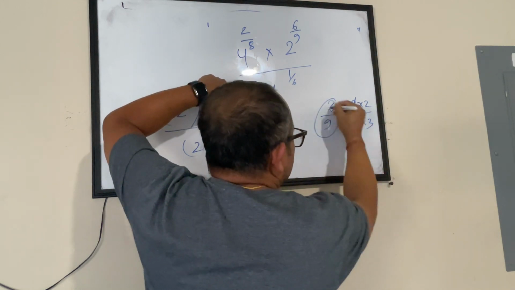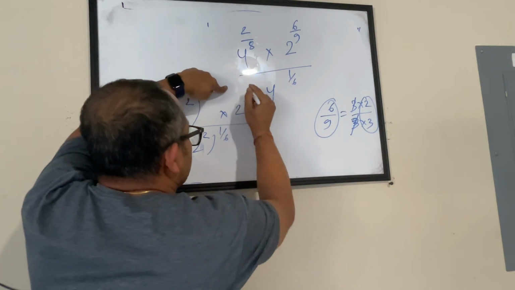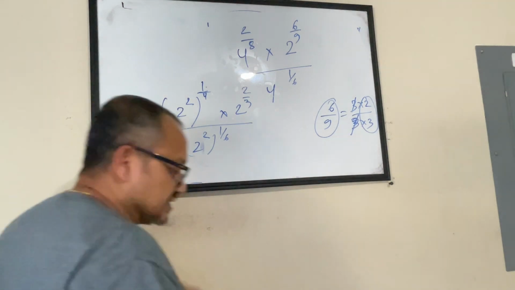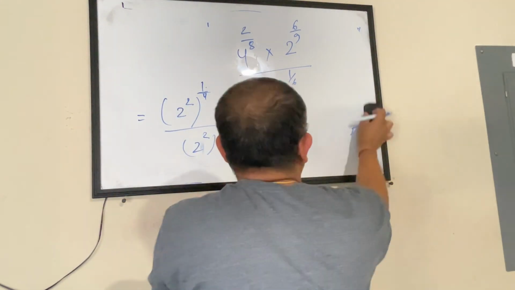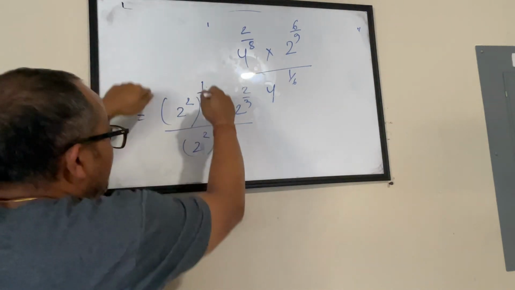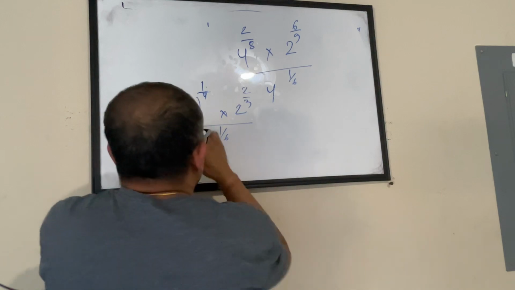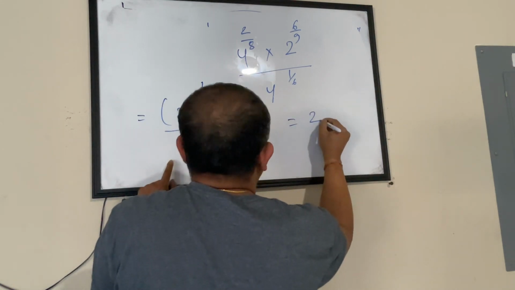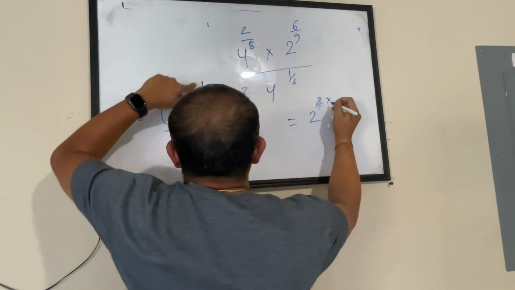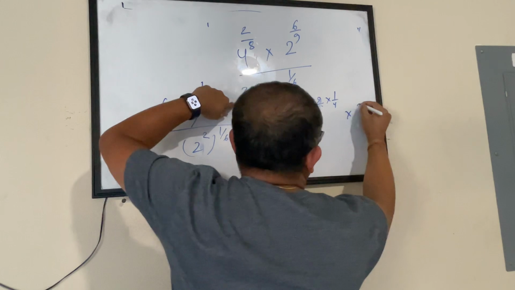So 6 by 9 is equal to 2 by 3. So you can also convert this into 2 by 3. I'm just trying to make them simple, smaller, so that it's easy and under control. Now, you have 2 to the power 2 to the power 1 by 4. So it's x to the power a in bracket to the power b. It becomes x to the power a times b. So 2 times 1 by 4, into 2 to the power 2 by 3.